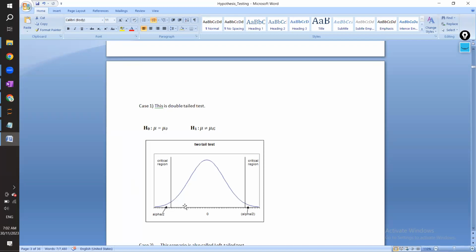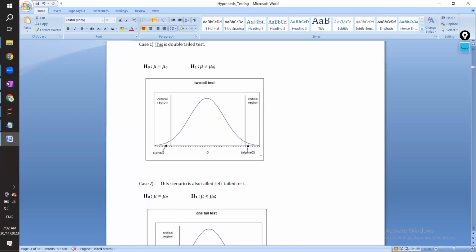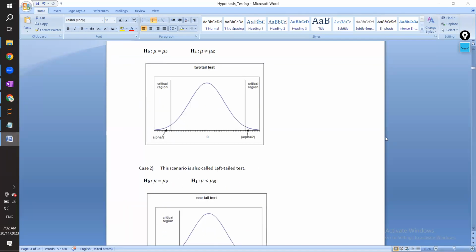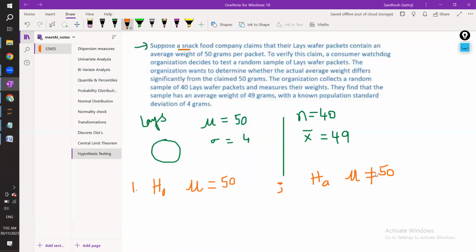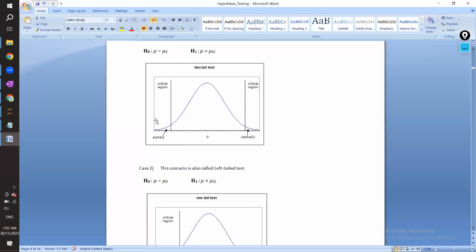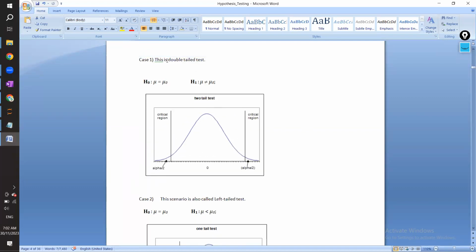In which scenario, which type of test we need to do. So clearly you can see here, you're just checking for the not equal to scenario. That means you're not checking for greater than or less than. You're just checking for not equal to. In not equal to, what type of test are we going for? Double tail test, right?